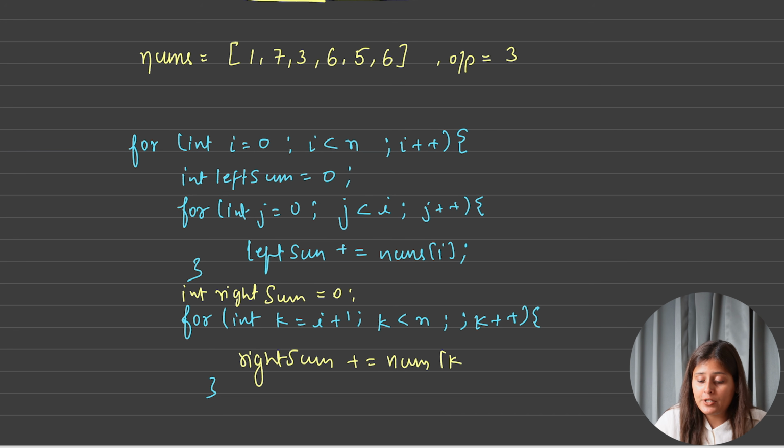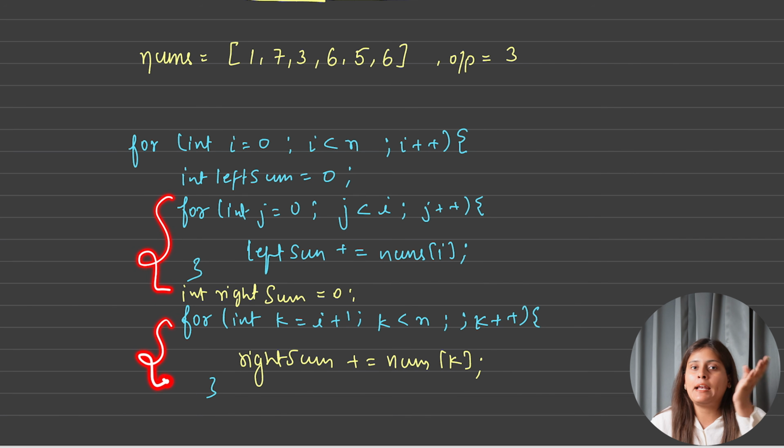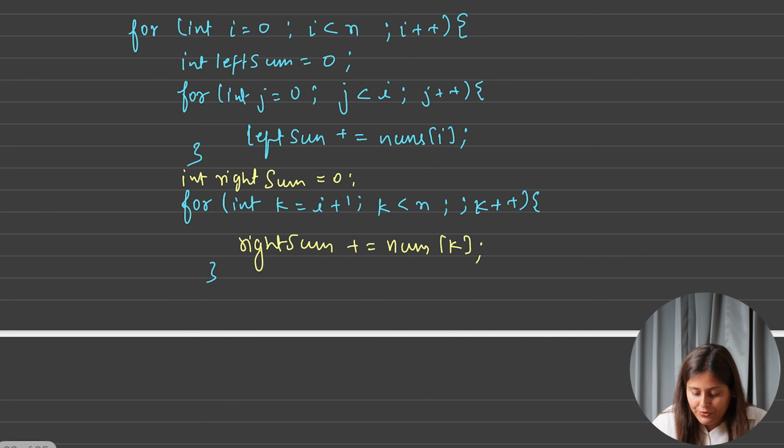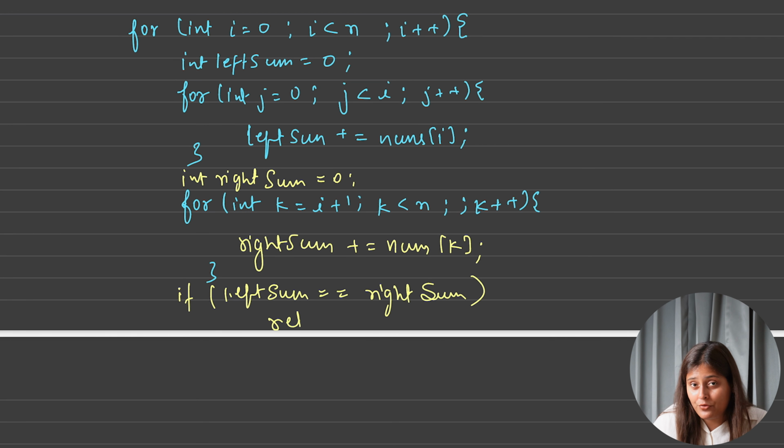Now after coming out of these two for loops, I can say that I have my left sum and I have my right sum excluding that i index, correct? So now what do I have to check? I have to check if my left sum is equal to right sum. Very simple. If that is the case, what will we return? The question is asking for the index to return, correct? So we will simply return i, and we will come out of this for loop, and that's it.